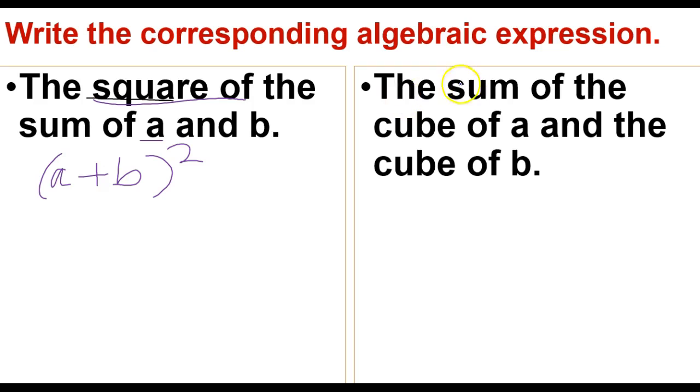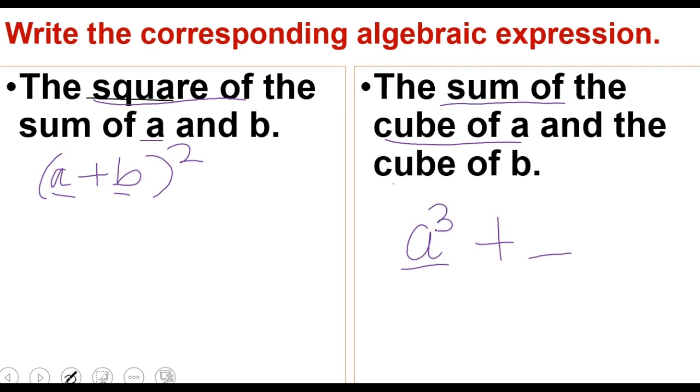Okay, but here it says the sum of. So it starts off with the sum of. So we're going to have the sum of two things. So the sum of what and what? The sum of cube of A, so A cubed, and cube of B, B cubed. Okay, again, it's very helpful to interpret each part of the statement before you put that together with the operation. All right?